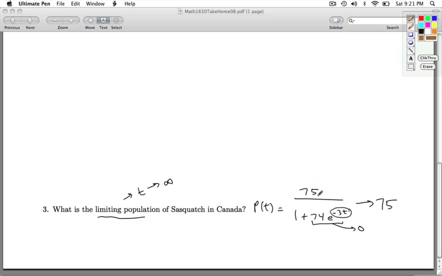All right, so as we talked about in class, if the logistic function is written in this special form, this numerator is always going to be the horizontal asymptote. That corresponds to limiting population. But once again, we have to remember here that P of t is measured in hundreds, and so 75 really corresponds to 7,500. So our final answer, what's the limiting population of Sasquatch? It's 7,500. And that'll do it for Take Home 8.